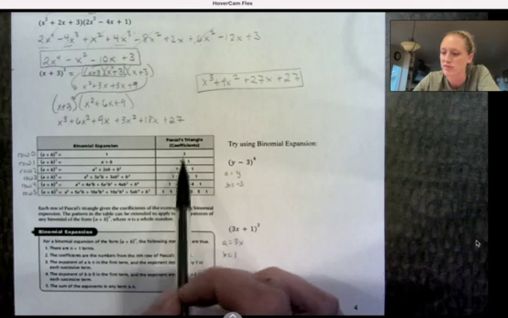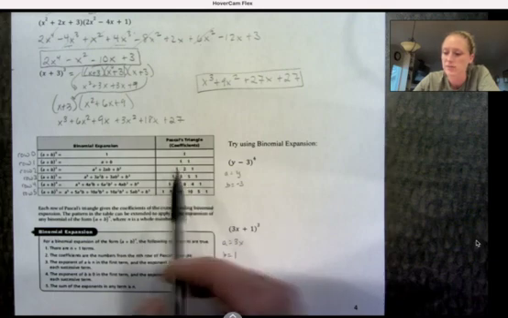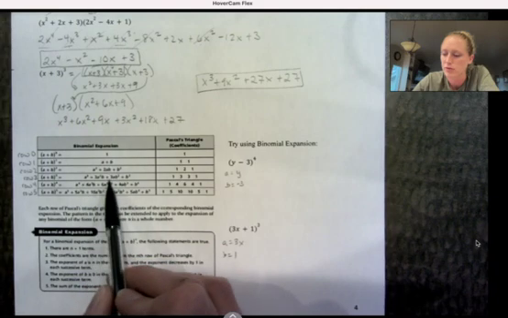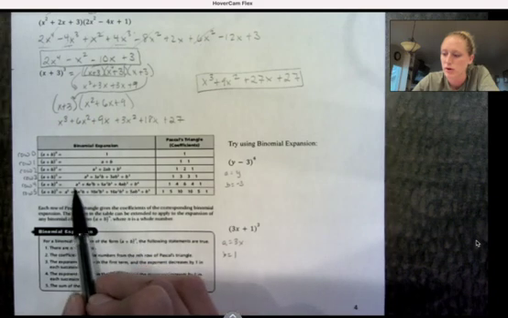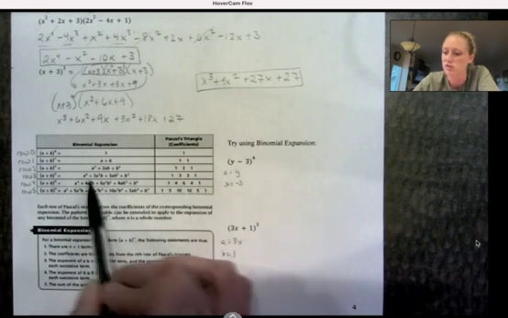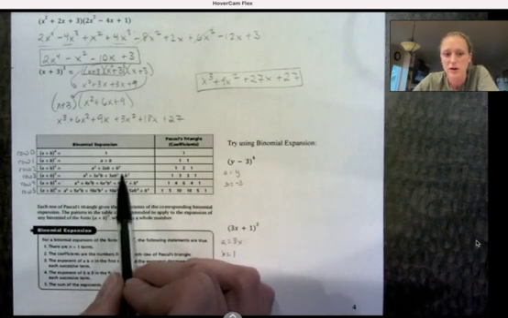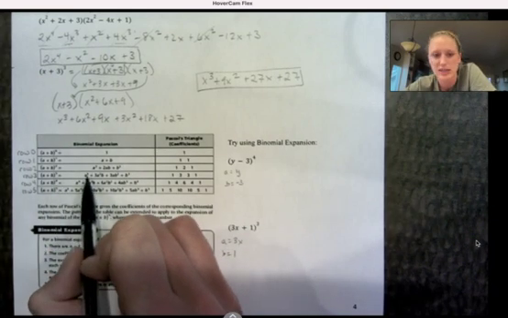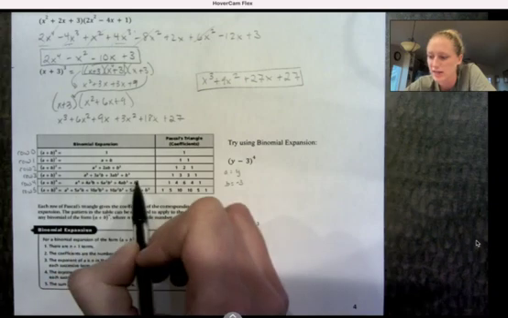The coefficients on those numbers are 1, 1, 1, 2, 1, 1, 3, 3, 1, 1, 4, 6, 4, 1, and on. And so these are the coefficients on those terms. The other part of the pattern, you'll notice, is whatever the exponent is, that's the exponent on the first term and the last term.